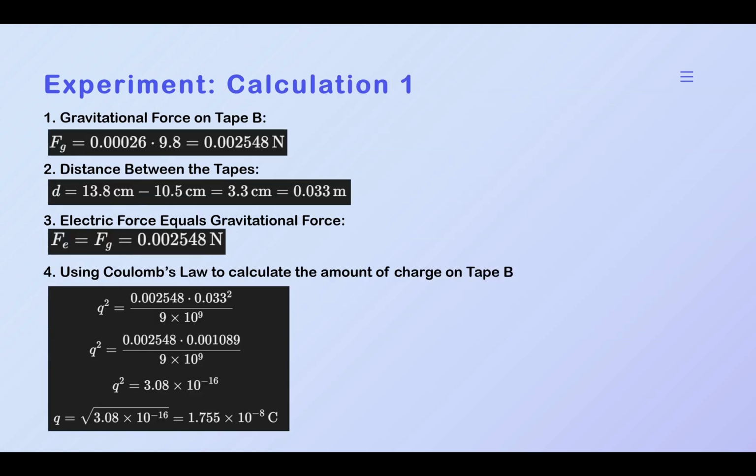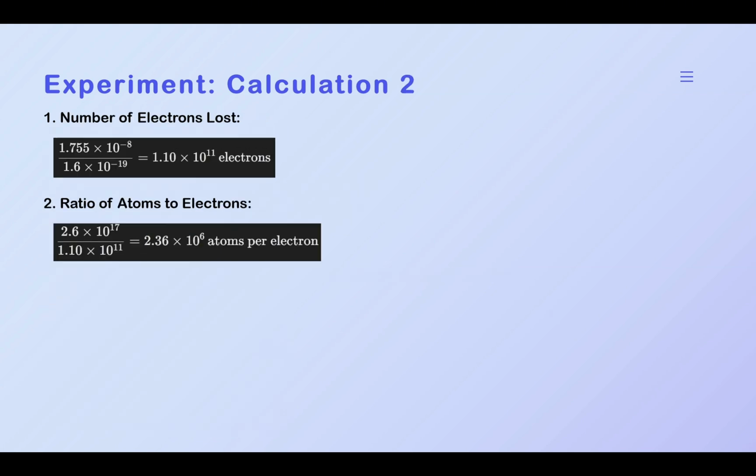Next I did the calculation. I put the gravitational force on tape B, the distance between the tapes, and the electric force into Coulomb's law to get the amount of charge on tape B, which is this number. Then I used this charge to get the number of electrons lost by tape B.